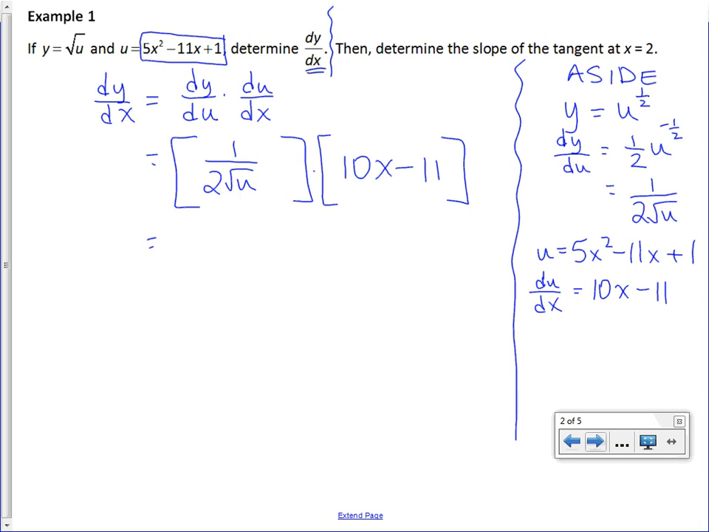Now, again, this is where you can kind of clean up too. Could you put the 10x minus 11 in the numerator? Make it a single expression. So the 10x minus 11 all over 2. I have to replace square root of u with square root of 5x squared minus 11x plus 1.